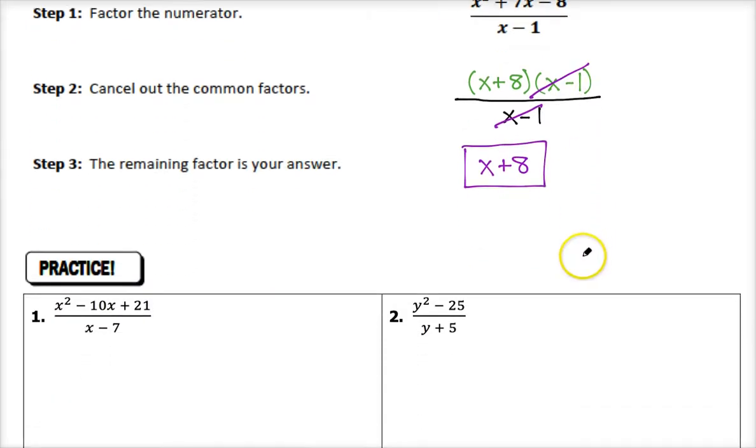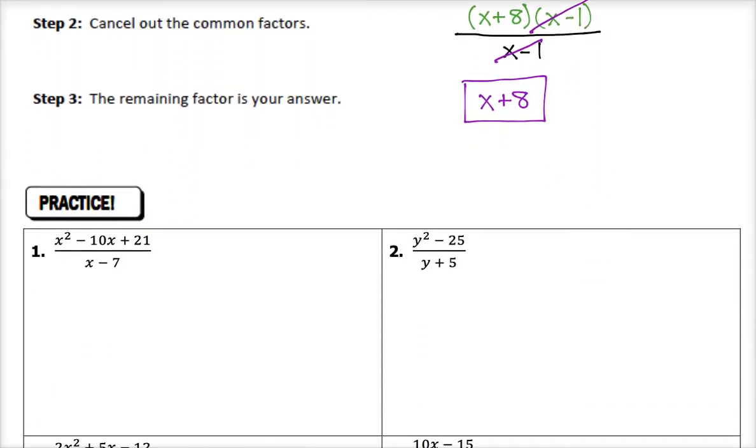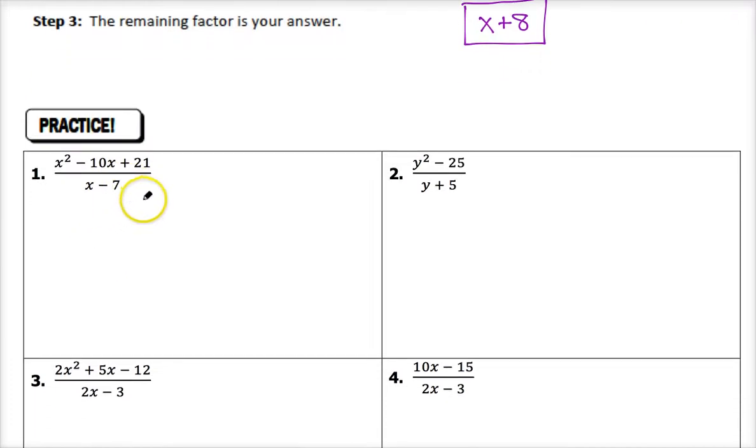So let's try this a few times with just a few more examples down below. So here we have x squared minus 10x plus 21, all divided by x minus 7. So the first step again is to factor the numerator. X squared minus 10x plus 21 will factor into x minus 7 times the quantity x minus 3. And that is going to be divided by x minus 7. So here the x minus 7's will cancel out, and you're left with x minus 3.